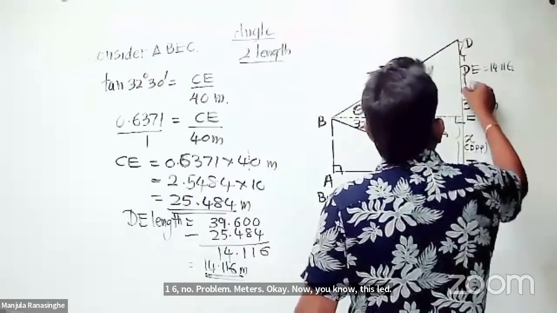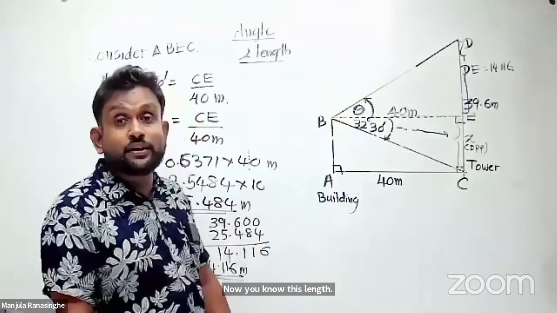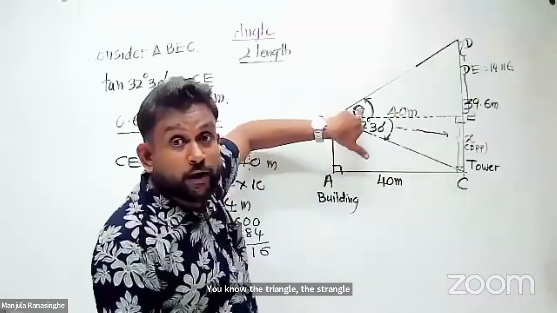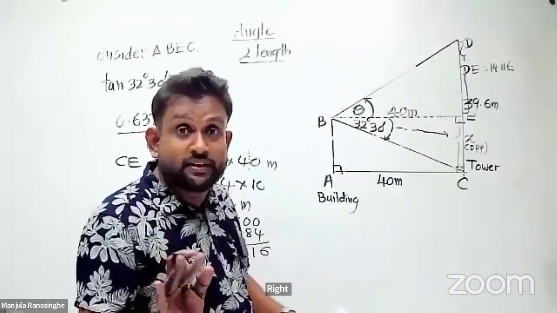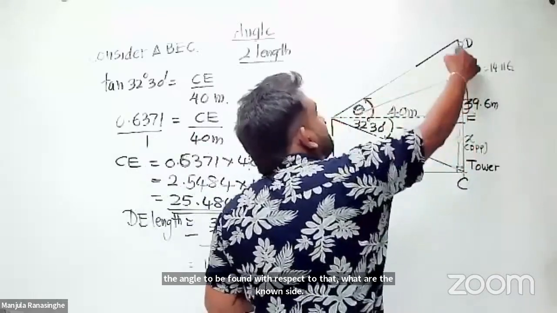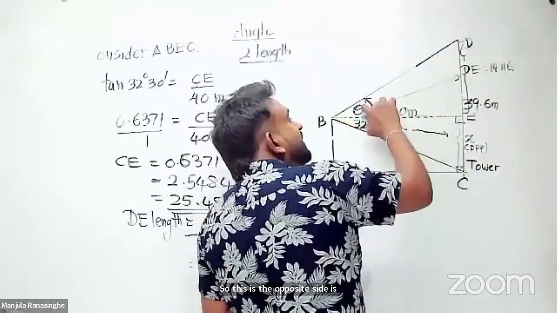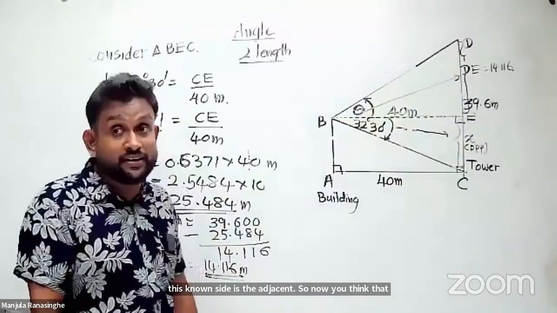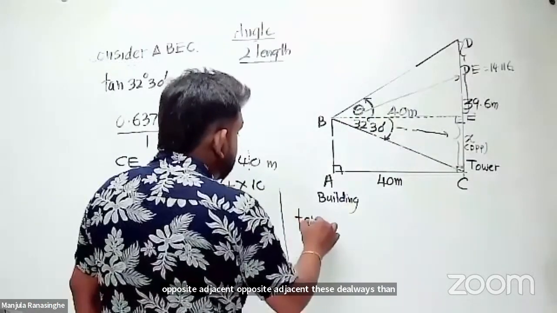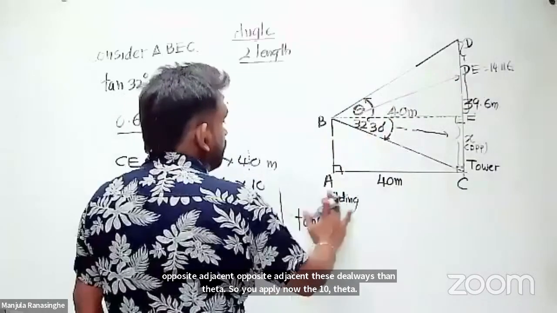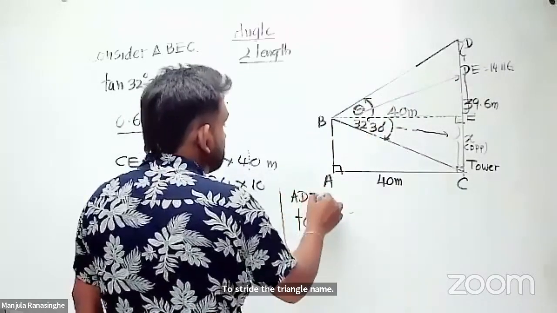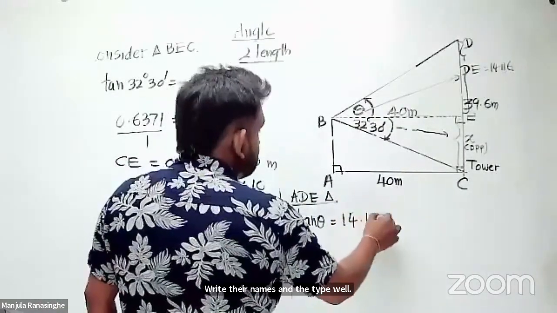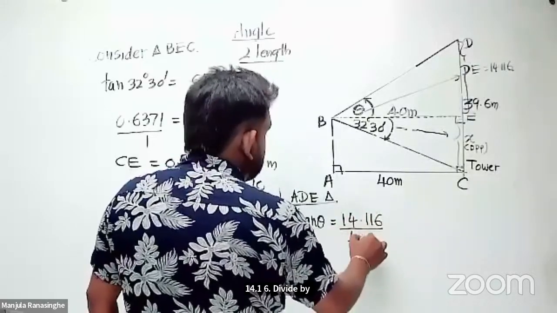Now you know this length. So how to find the angle? Now you know this triangle. The angle to be found is theta. What are the known sides? This is the opposite side, and this known side is the adjacent. Opposite and adjacent deal with tan theta. So you apply tan theta for triangle ADE. Tan theta equals 14.116 divided by 40 meter.